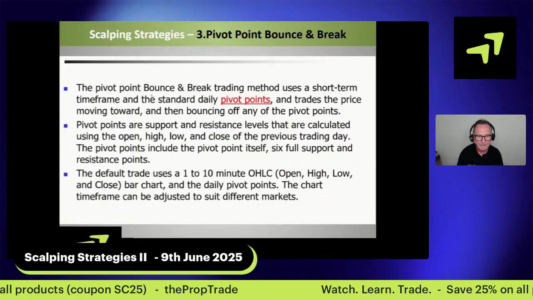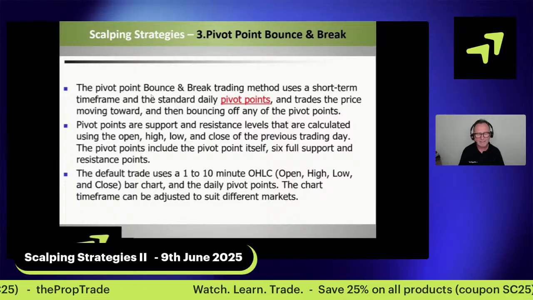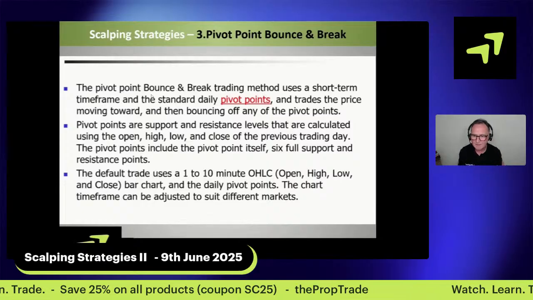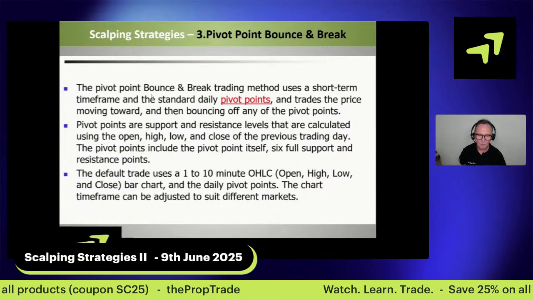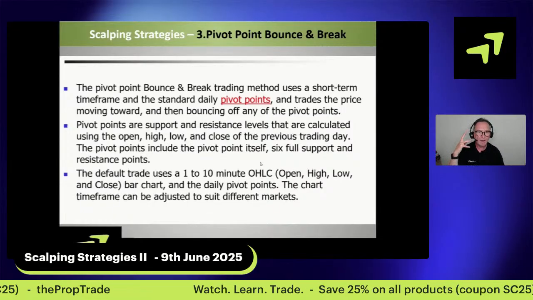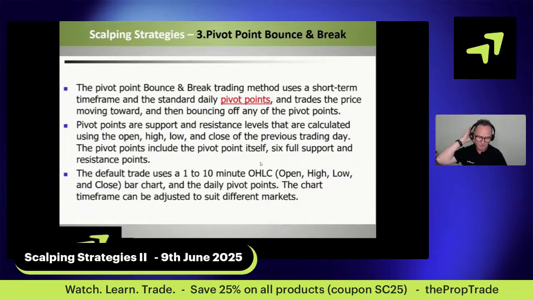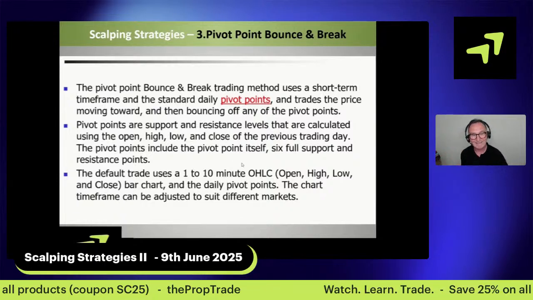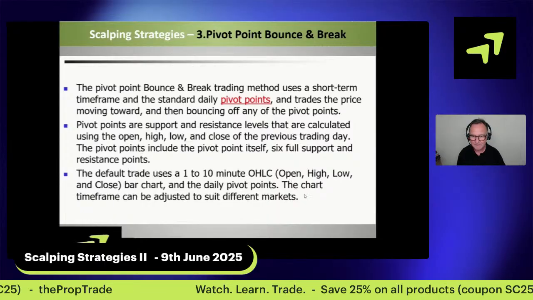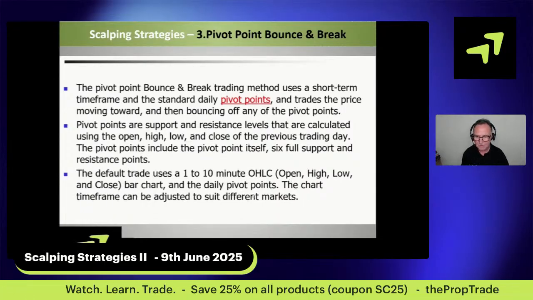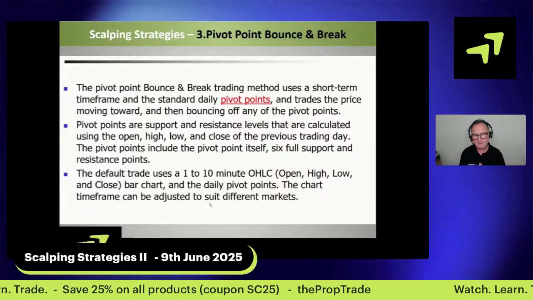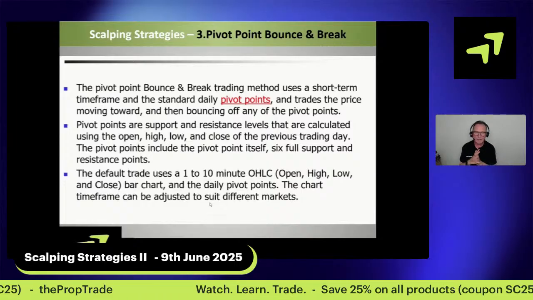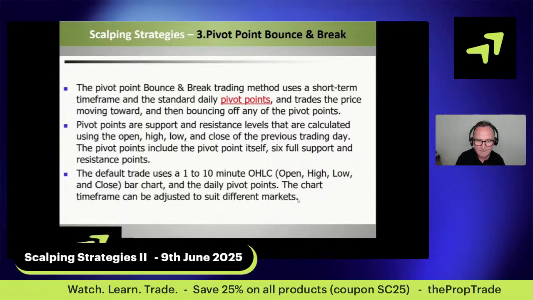So we get these full 6 support and resistance points, as well as the pivot point itself. So we've got 7 lines to play with. Default trades use the 1 to 5 minute. I've just used the 5 minute chart, as you saw on that chart there, using the standard candle setup, so the open, high, low, close setup, and the daily pivot points. The chart frame can be adjusted to suit different markets. But for the markets I trade, like Forex and indexes and gold, the setup fits quite nicely.